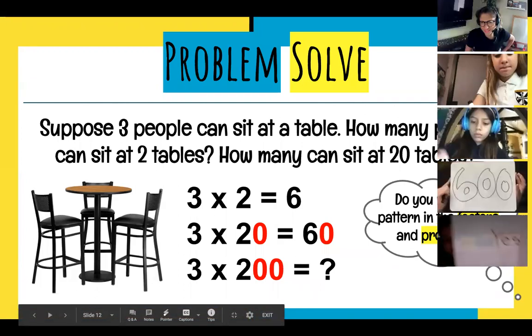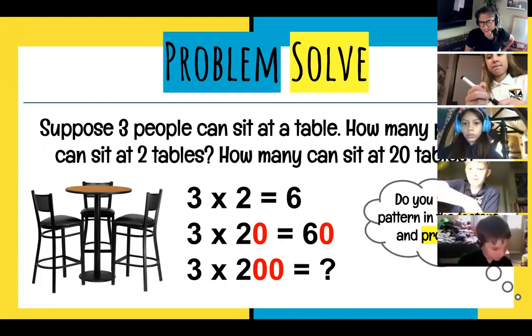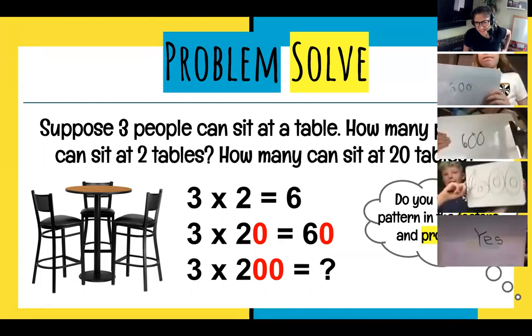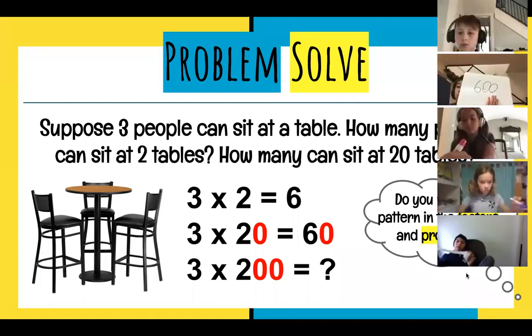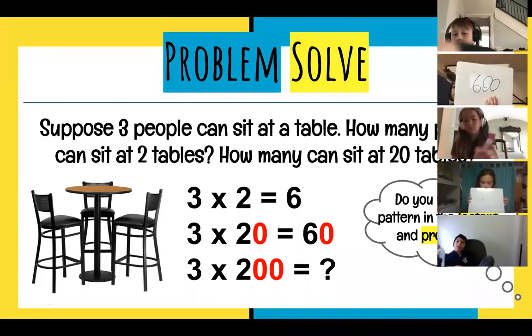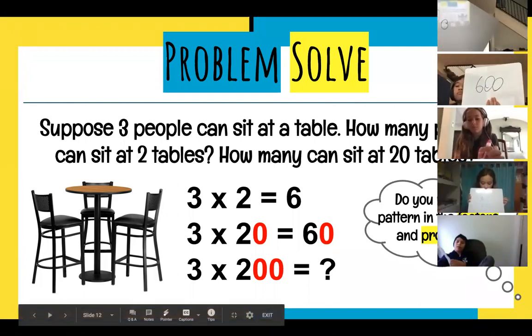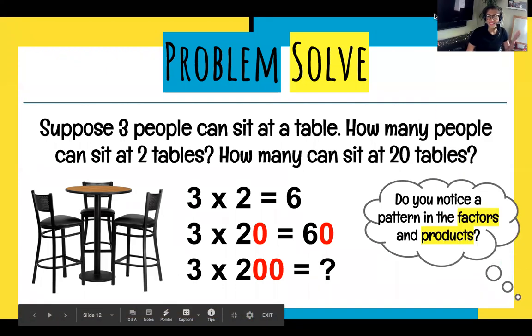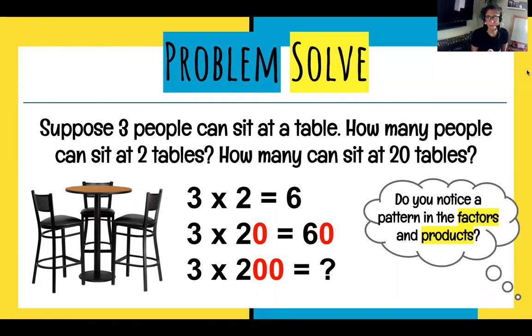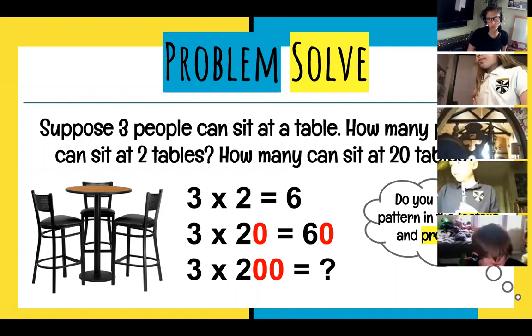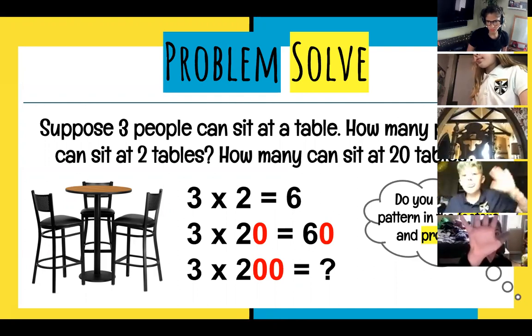Right. Wow, Sinjin's got it. Lenny, Willow, Aiden. Yes, Lucy's got it. Quinn, William. Yeah, guys, this isn't rocket science, right? There is a pattern here. Who would like to tell me what the pattern is between the factors and the products? What do you notice?